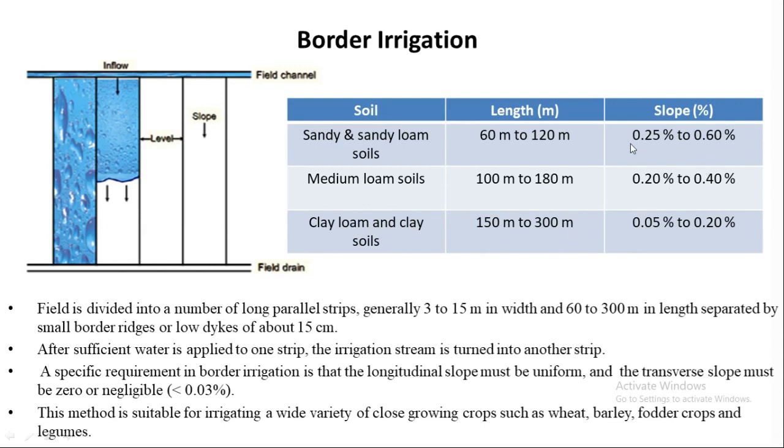In case of slope, high values of slopes are permitted in sandy soils up to 0.60%. And in case of clay soils, high slopes are not permitted. The value of slope ranges from 0.05% to 0.20%.